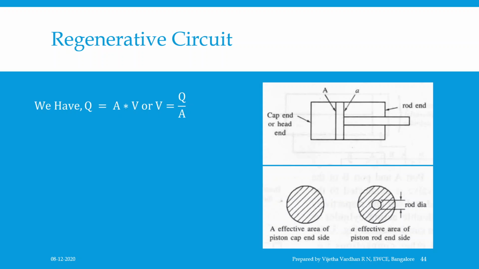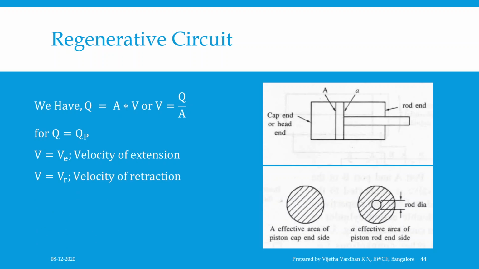For Q equal to QP, that is nothing but the discharge of the pump. V will be taken as VE for velocity of extension. In the same fashion, V will be taken as VR for velocity of retraction. Then velocity of extension will be given by the formula V equal to Q by A. In the same fashion, VR is equal to Q by a, since the area on the cap end is greater than the area of the small end. Hence, velocity in retraction is greater than velocity in extension, which you can see in the figure.